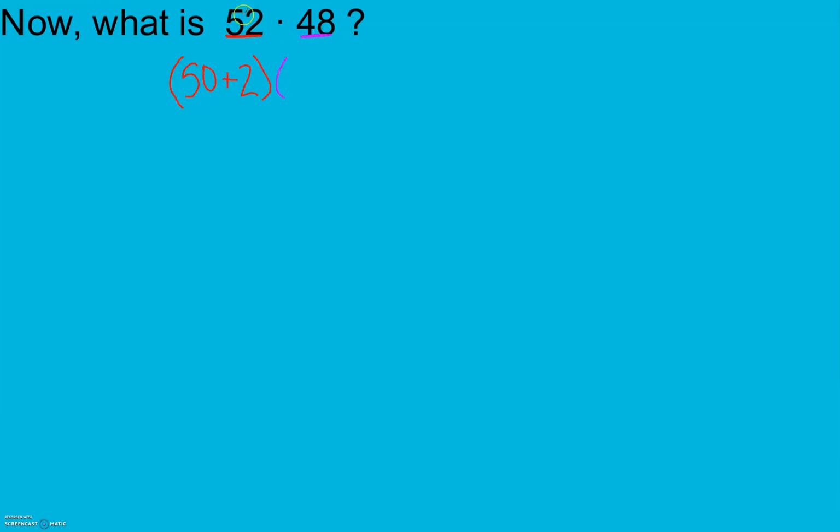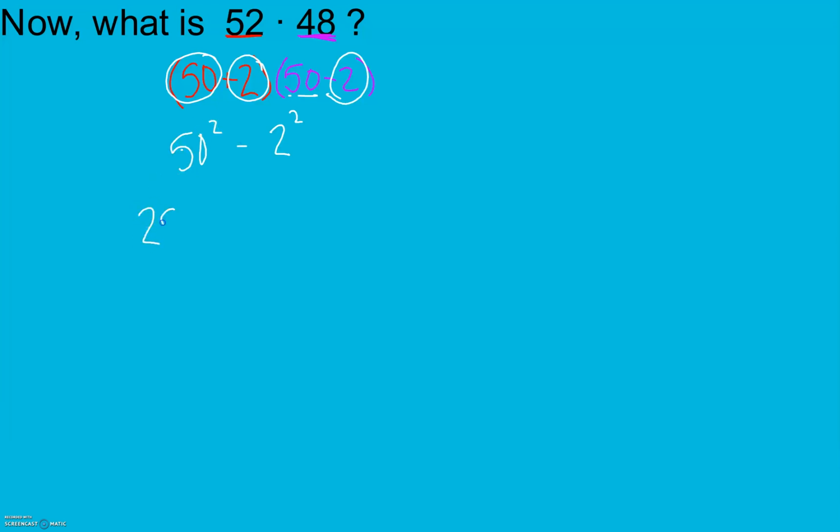48, again, we said both these numbers are close to 50, so we're going to try and start at 50 and get back to these numbers. 50 minus 2 is the exact same thing as 48. So here I just wrote 52 differently and 48 differently in ways that make it a little bit easier to multiply. So 50 and 50, same firsts, I can square that. 2 and 2, same lasts, I can square that. And because one's negative and one's positive, I'm going to subtract here.